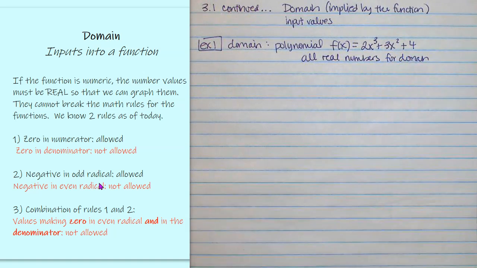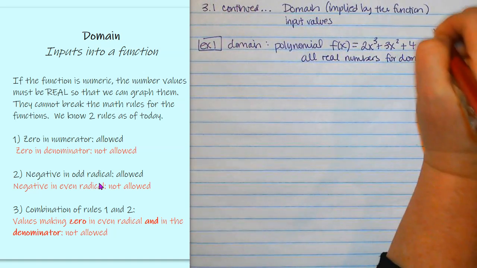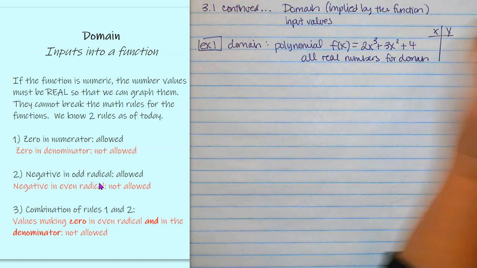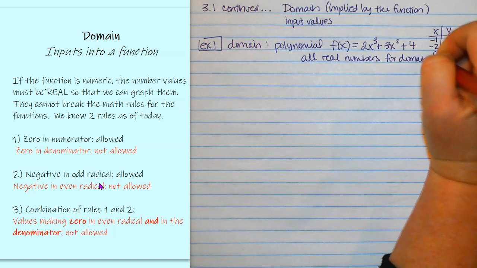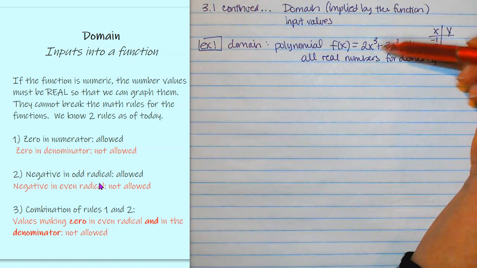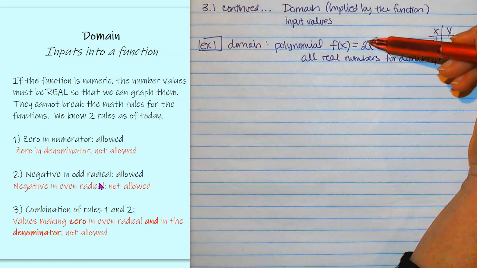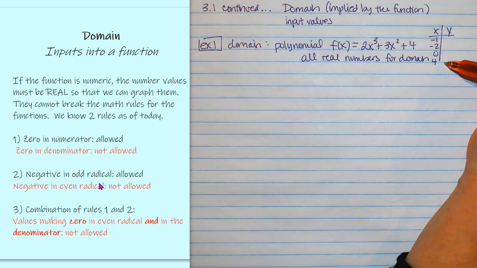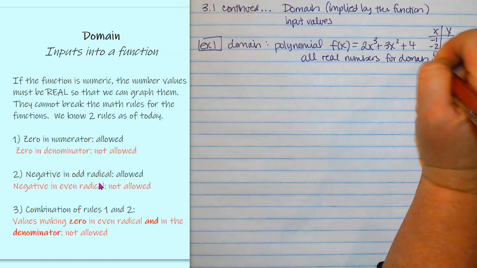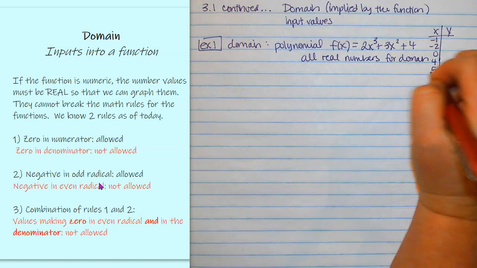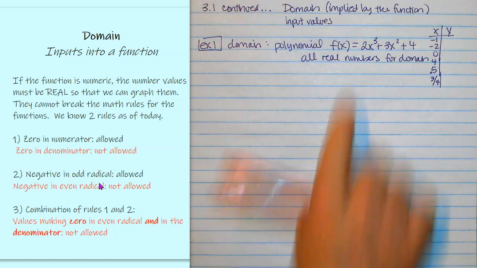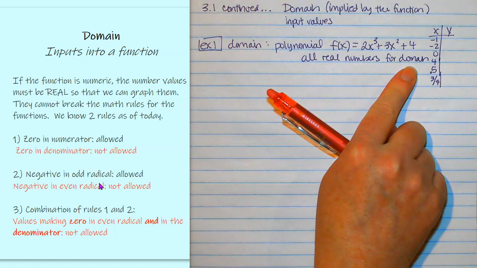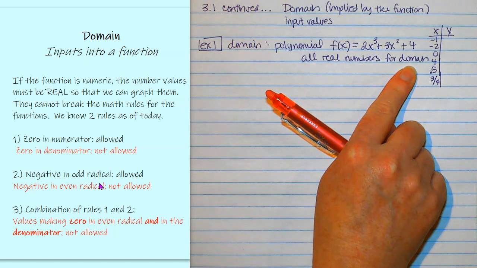It seems like kind of an arbitrary thing, but that means that if you made an XY chart, you could plug in anything you want for X. You could plug in -1, -2, 0, 4. You can plug in any number and take it to the 3rd power and multiply it by 2 and figure out what Y is. You can even plug in decimals or other fractions. You can plug in anything. All real numbers could be plugged into an XY chart.